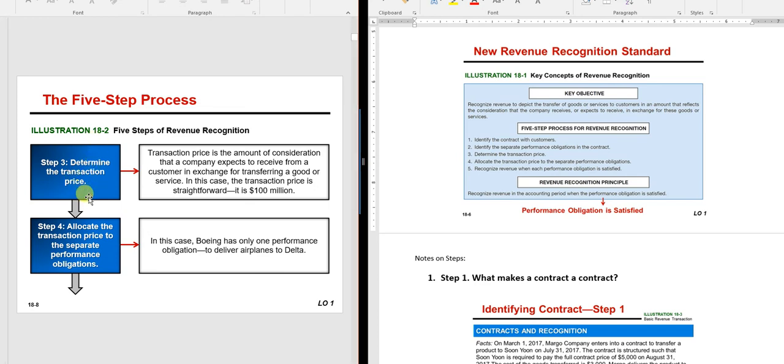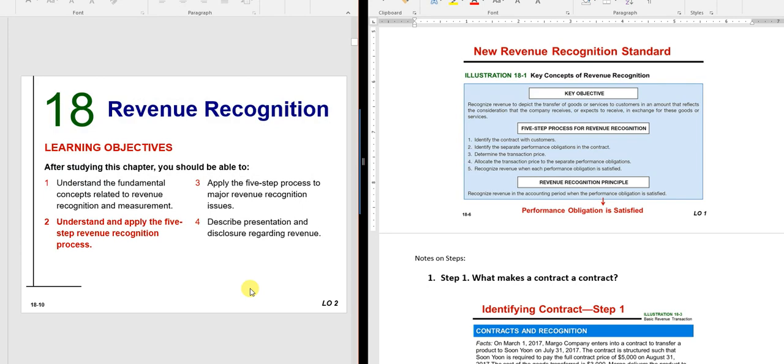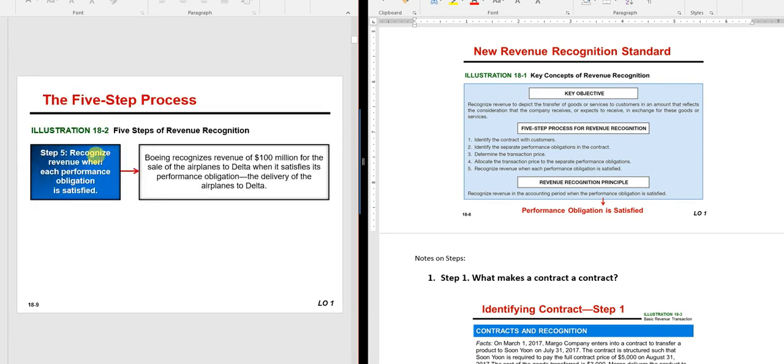Determine the transaction price. In this case, it's pretty simple, because we only have 1 performance obligation. We don't have to allocate it between 2. Sorry about that. Then, when the performance obligation is satisfied, so when Boeing delivers the airplanes, then that performance obligation has been satisfied. Okay.